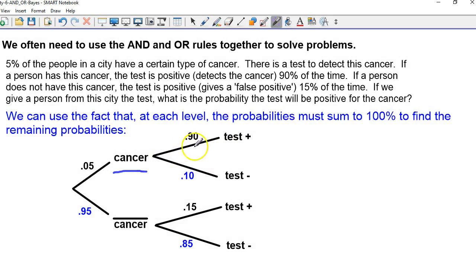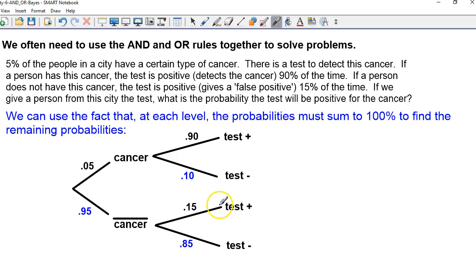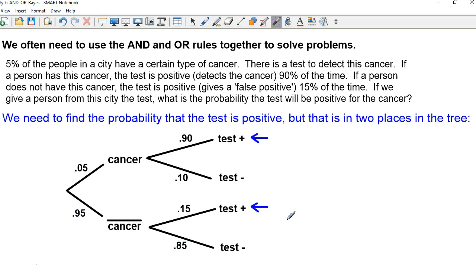And that means if there's a 90% chance of having a positive test, there's a 10% chance of having a negative test result. Same thing down here. These have to sum to 100% as well. So if there's a 15% chance of having a positive test, there would have to be an 85% chance of having a negative test. So we can fill in the rest of the probabilities in the tree.